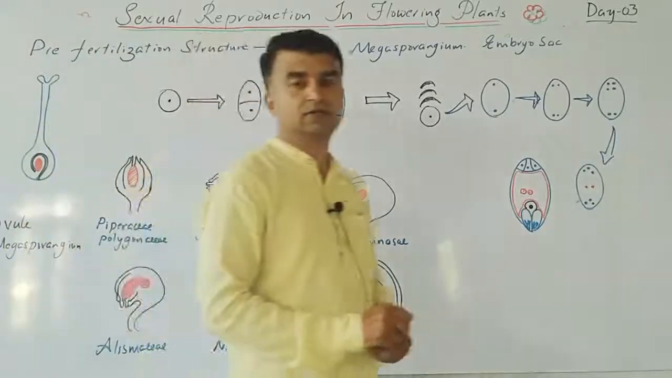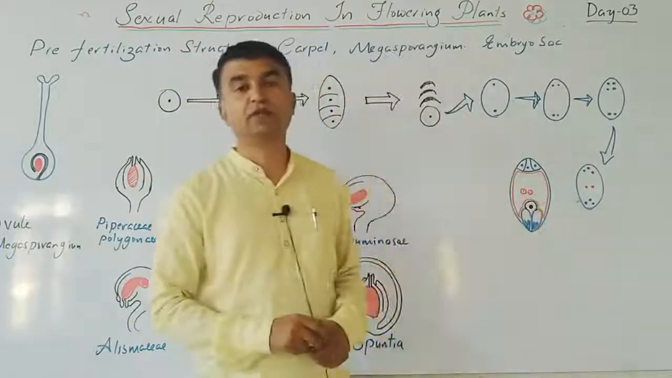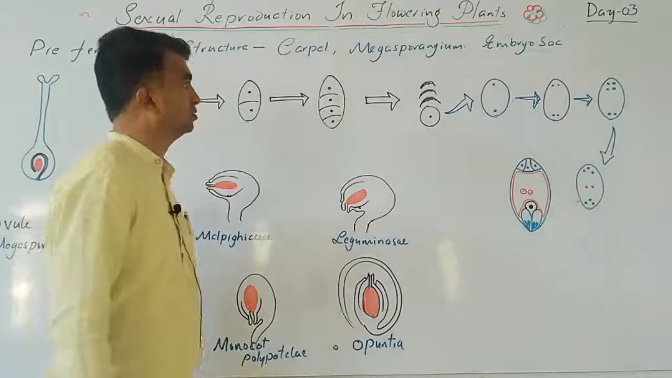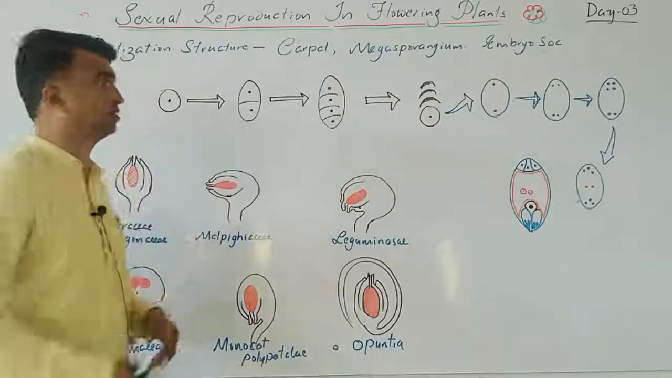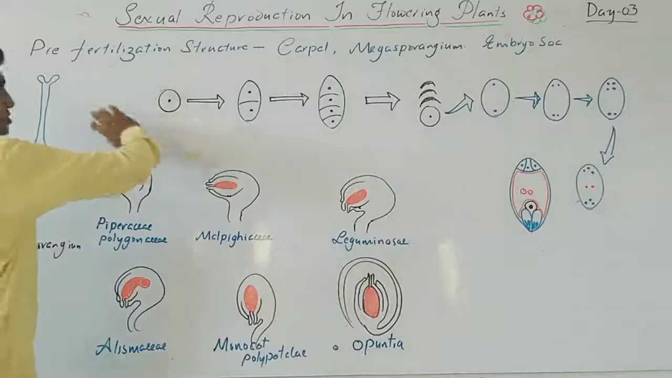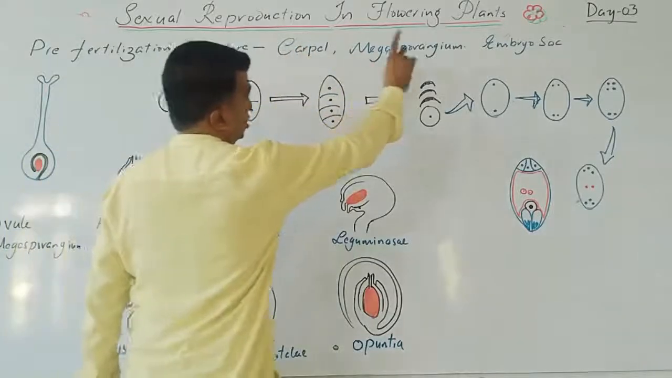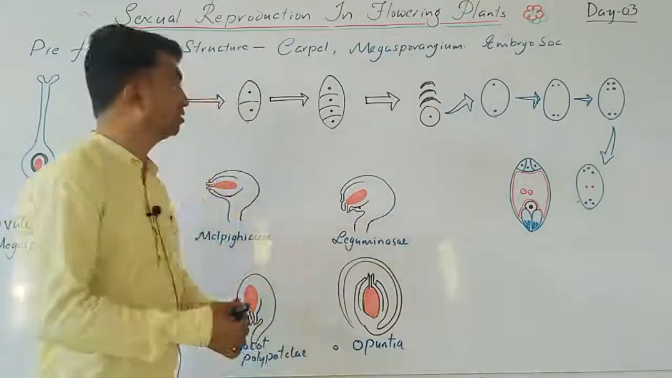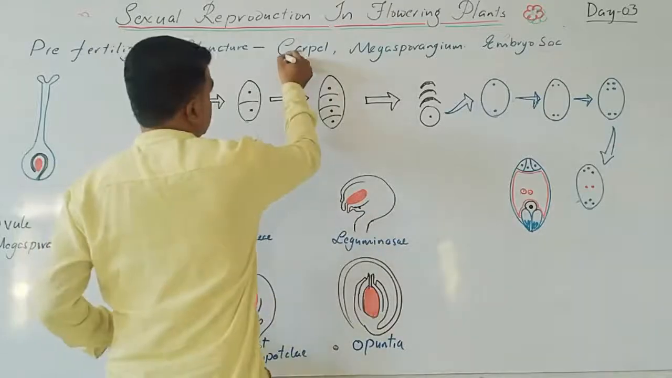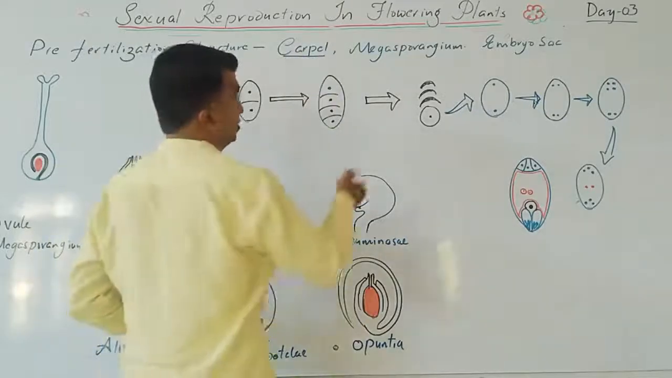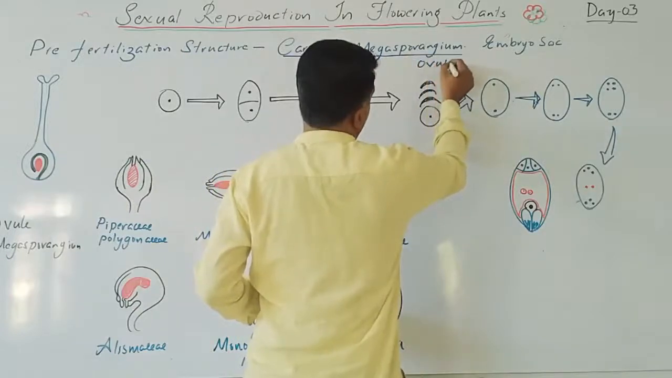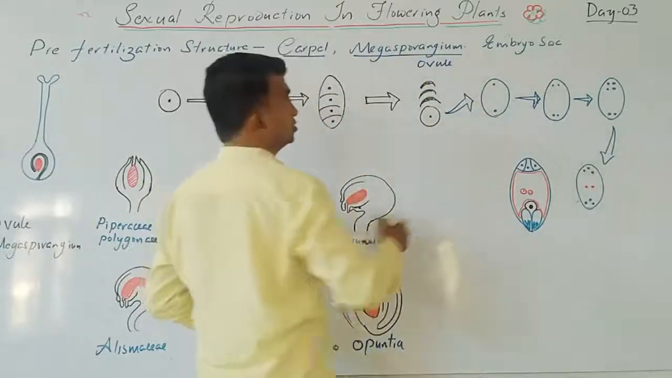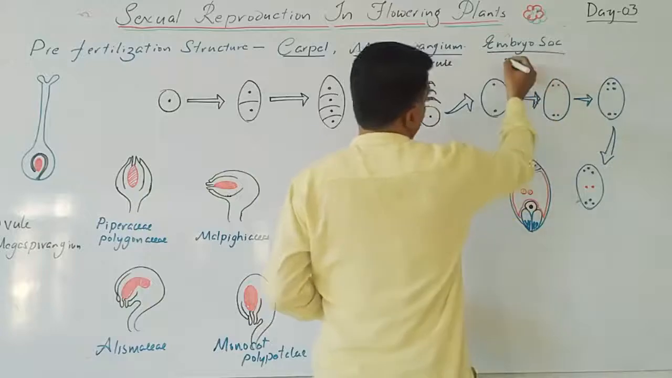Yes students, now we are going to cover the female reproductive part. Only a few topics are there, so just revise quickly. Under pre-fertilization structures, we have the carpel, megasporangium and embryo sac headings. The carpel is a single unit of the gynoecium. Megasporangium is nothing but the ovule. Embryo sac is the female gametophyte.